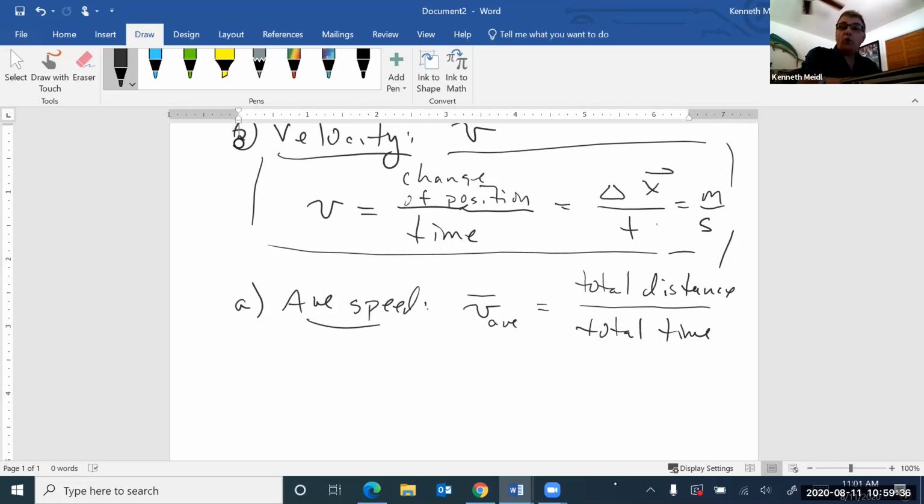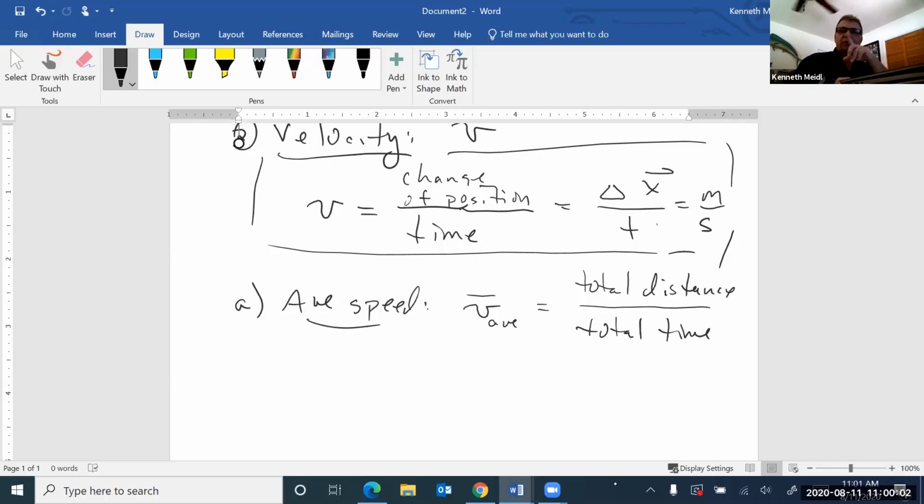So they could be the same thing, but only if you're going in a straight line at constant speed. Then your velocity and your speed will be exactly the same number. So let's go back to the idea of you running around the track, around the football field.